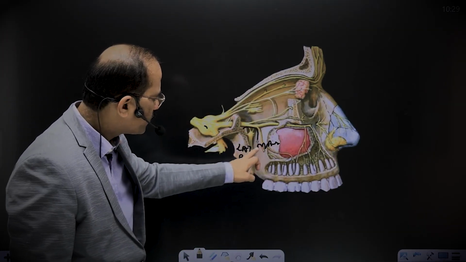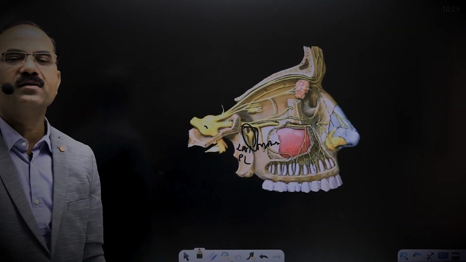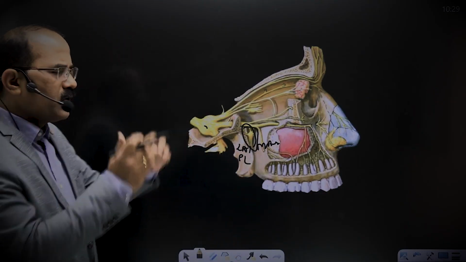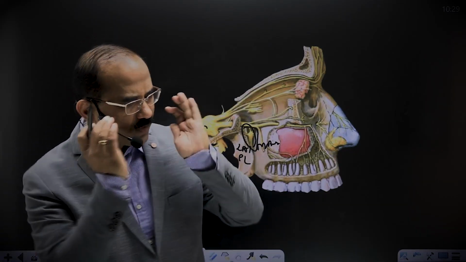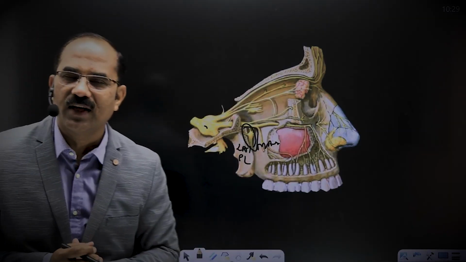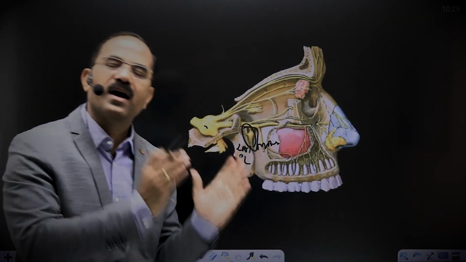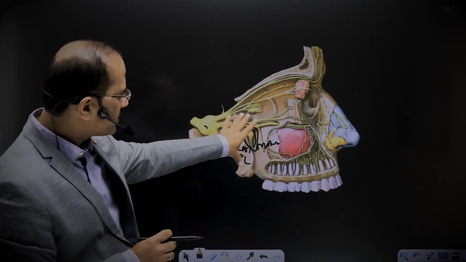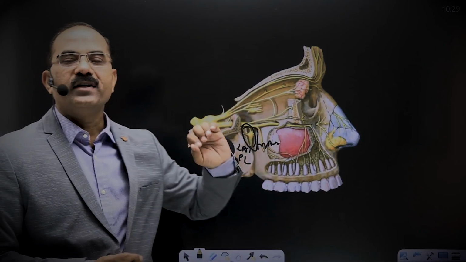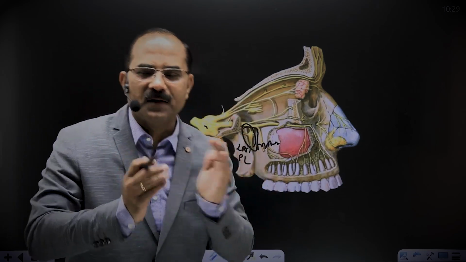What is this fossa known as? This is the Pterygopalatine Fossa. So from the infratemporal fossa, if I look on the medial aspect, I find the Pterygopalatine Fossa lying between the maxilla and the pterygoid plate. That's the Pterygopalatine Fossa. Now in this Pterygopalatine Fossa, there's someone who's staying there.